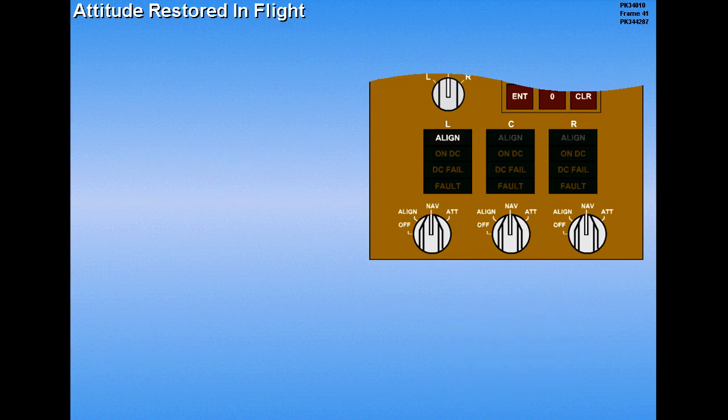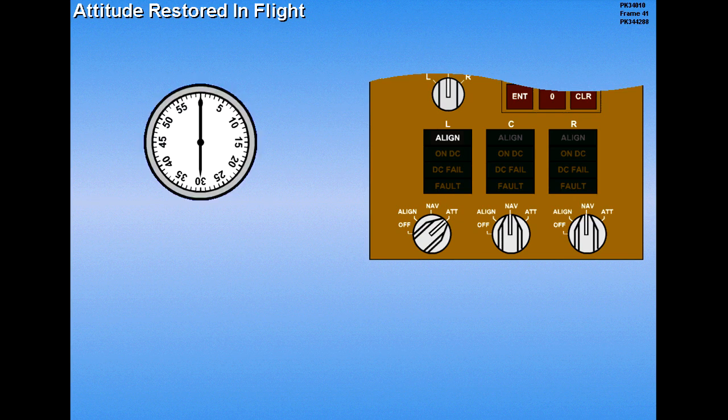Attitude reference, however, may be restored by selecting the attitude position with the IRS mode selector. The align light will stay illuminated for approximately 30 seconds as the IRS determines the aircraft attitude. During the 30-second cycle, the aircraft must maintain straight and level flight to provide proper attitude information. After approximately 30 seconds, the align light will extinguish.